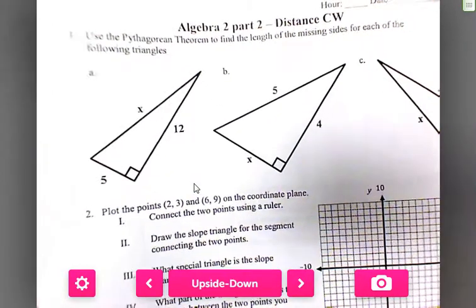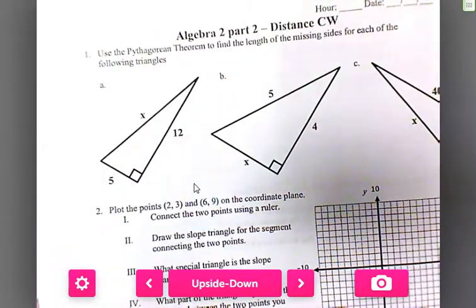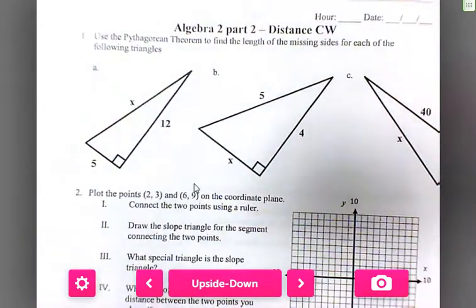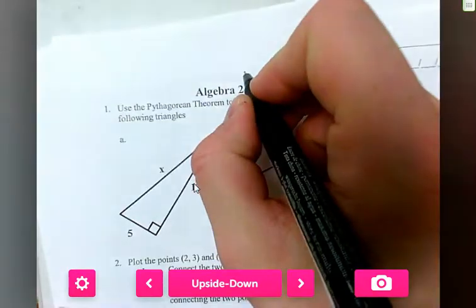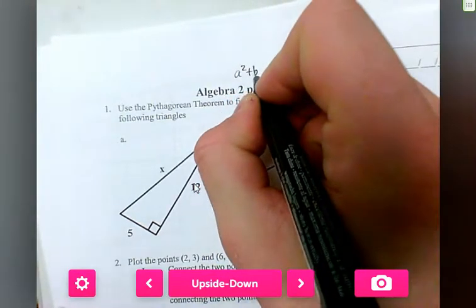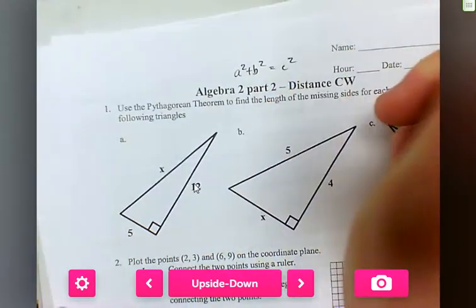So let's just look at number 1. It says use the Pythagorean theorem to find the length of the missing sides for each of the following triangles. What's the Pythagorean theorem? Do you guys remember? Yeah, I remember, but I forgot. A squared plus B squared equals C squared. Thank you. Okay, so I'm going to write that down right here. A squared plus B squared equals C squared.